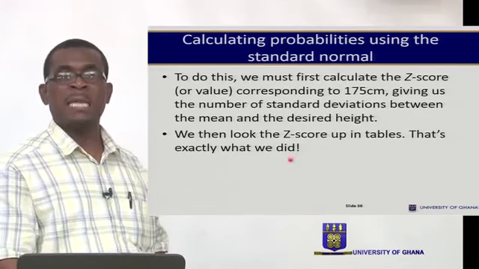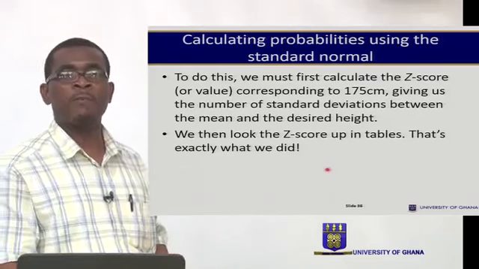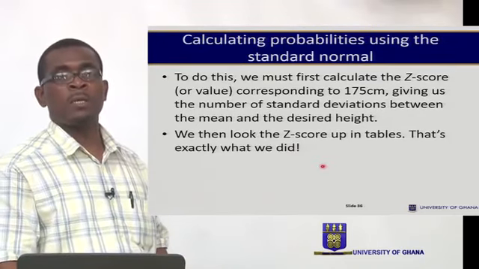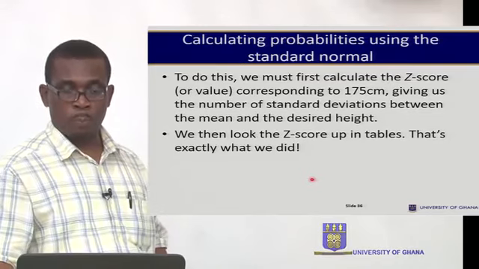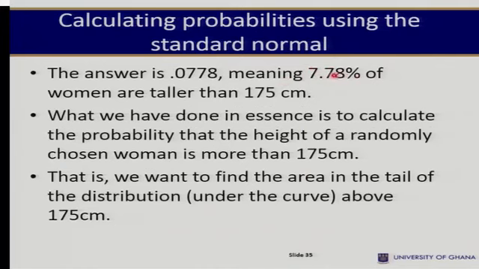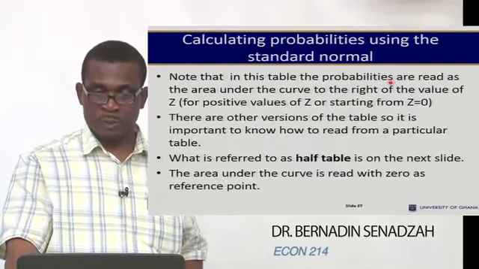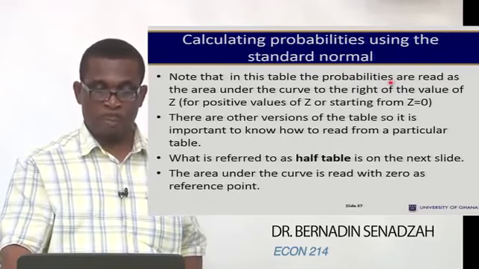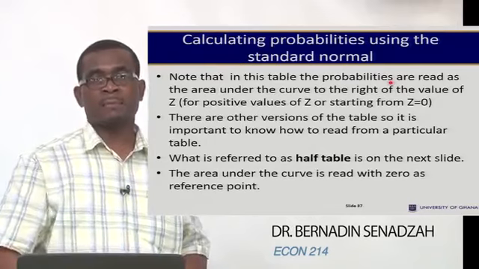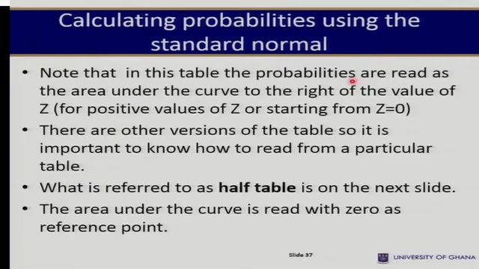Basically this is what it means, and it is equivalent to asking the question: what is the probability that the height of a woman is above 175 centimeters? Now, it means that the 0.0778 or 7.78%, which we got as our answer, simply tells us that only about 7.78% of women are taller than 175 centimeters. Another way to pose the question is to say: what is the probability that the height of a randomly chosen woman is above 175 centimeters?